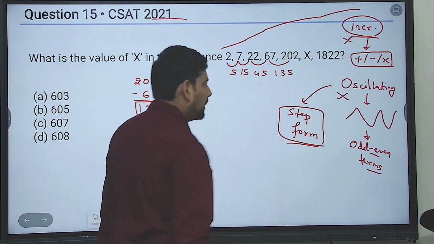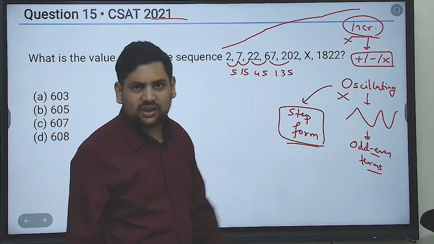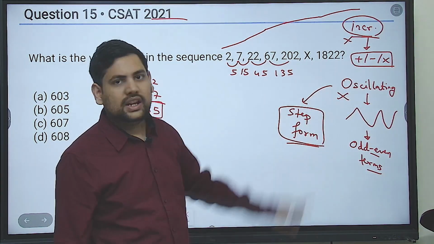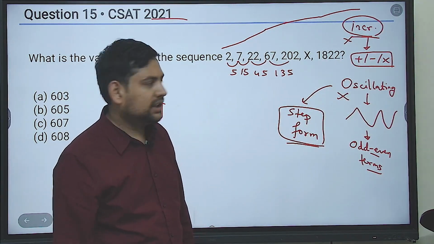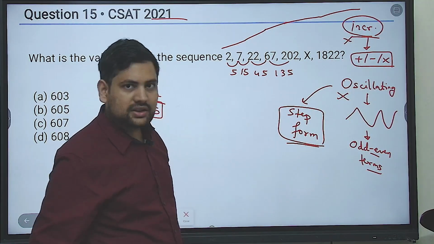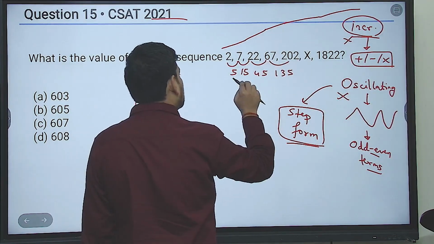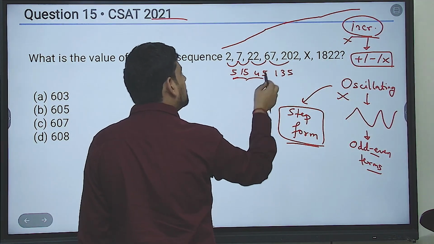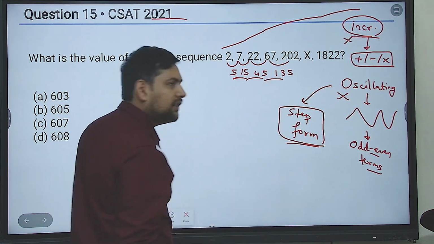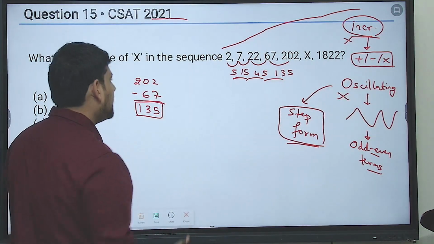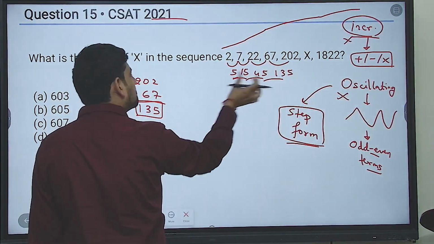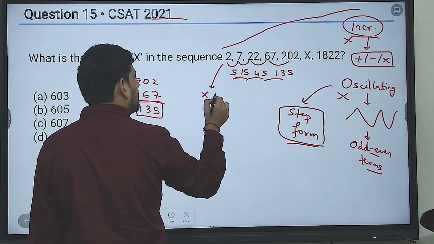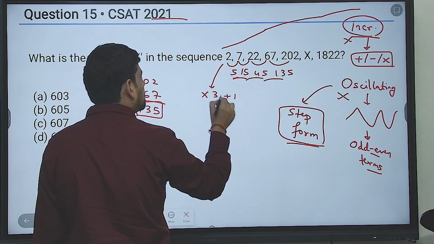So this is clearly not a difference series or addition series in which it is varying just by the difference. But if you see this carefully, the difference is 5, then 5 into 3 is 15, then 15 into 3 is 45, 45 into 3 is 135. So what may be the pattern? The pattern is actually multiplication by 3, which you are able to identify. Then the pattern is actually into 3 plus 1.